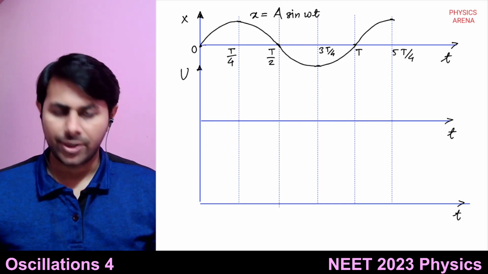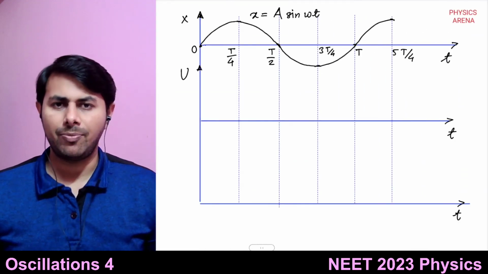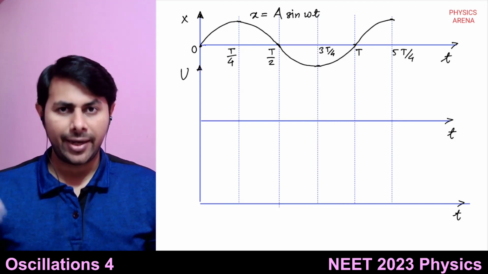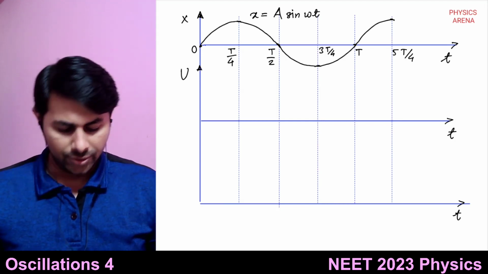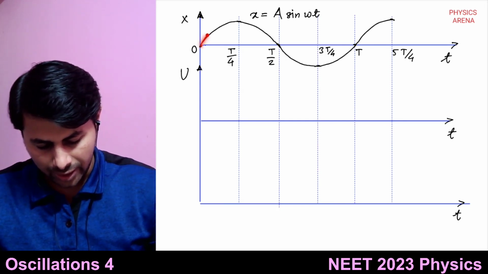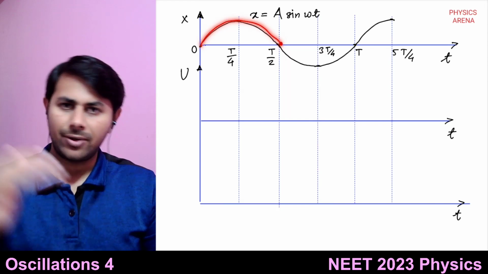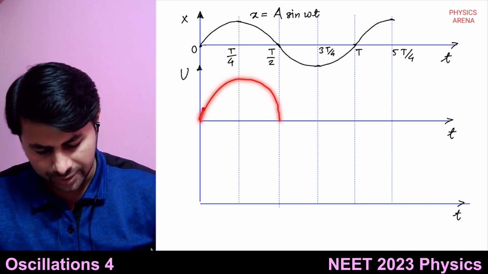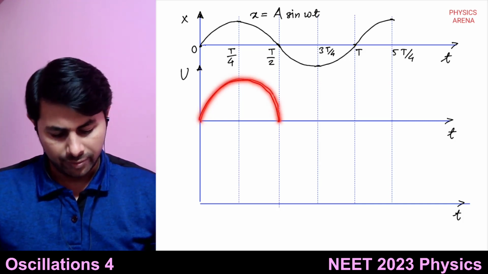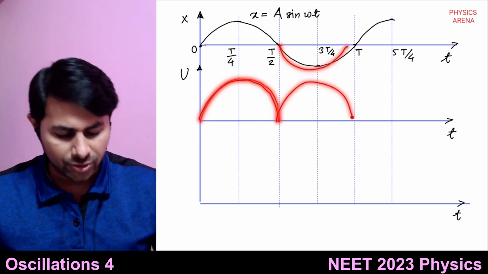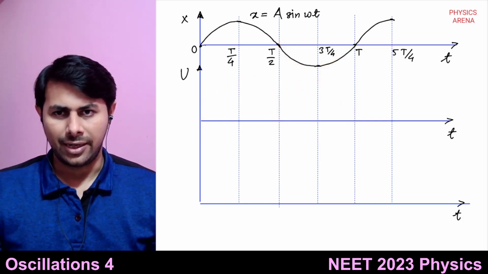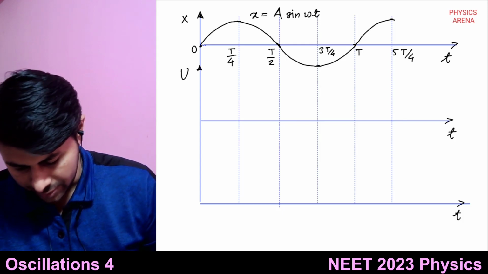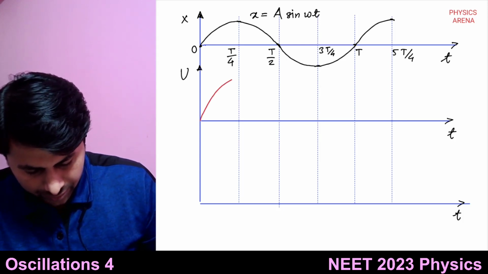So see, potential energy is given by what? It is half of k multiplied by x square, right? Okay, so here you have x like this, you will take the square of that. So you will get some positive values. So x square is something like this. Okay, but when x is negative, its square will also be like this only, right? So this graph will look like this, the graph of potential energy versus time.